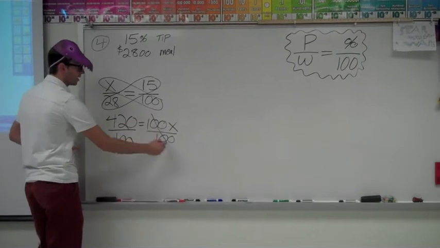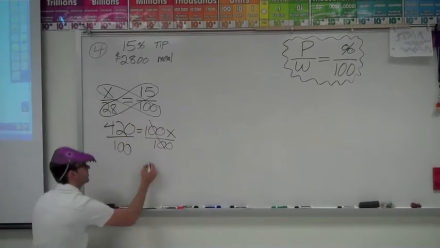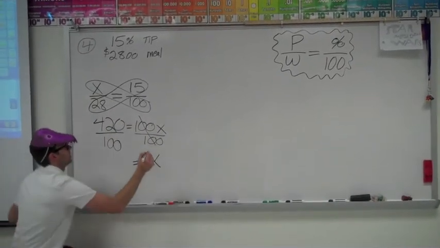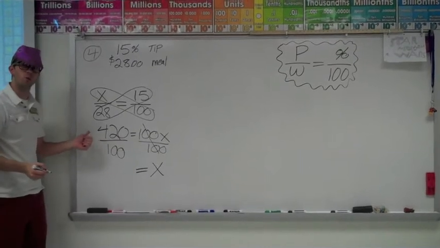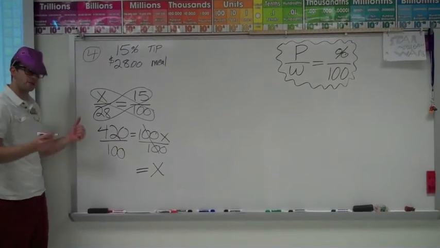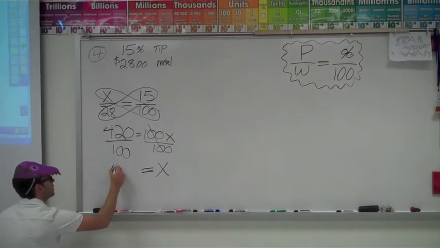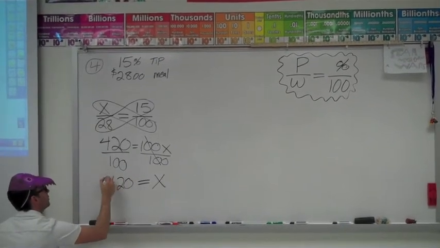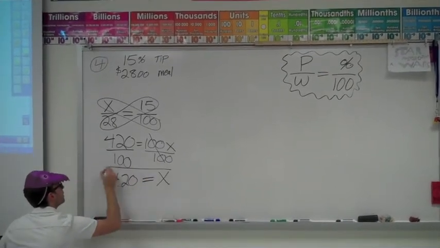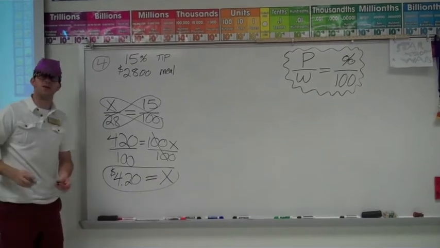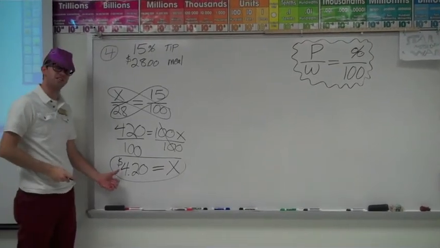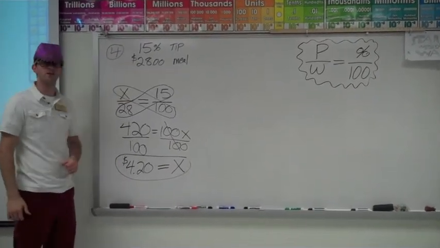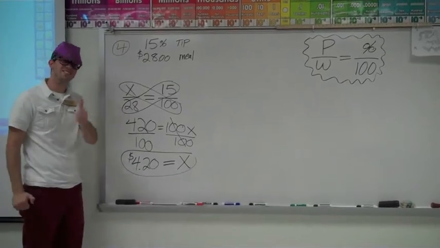These hundreds over here will cancel out. We have left on that side only X. And our answer is 420 divided by 100, which happens to be $4.20. This nice family will spend $4.20 in tip for their $28 meal. Way to go, family.